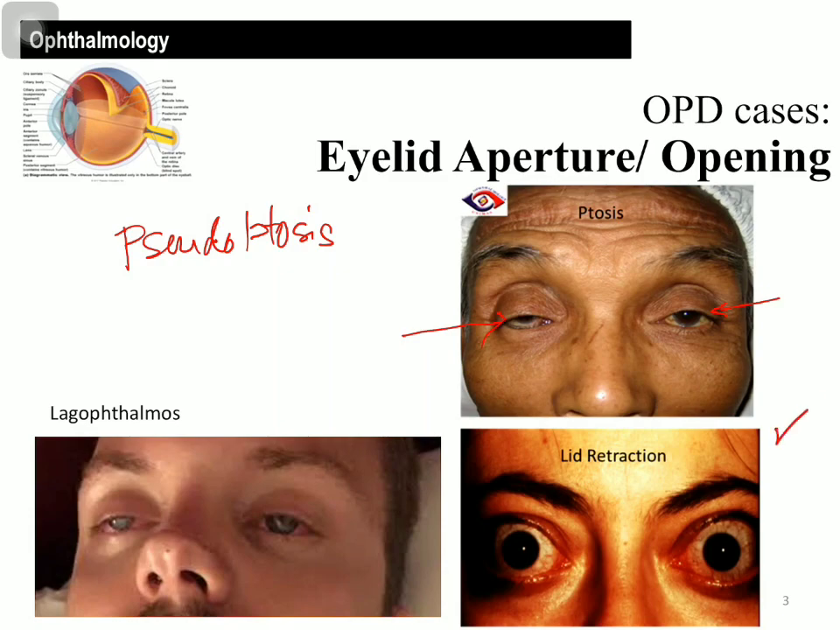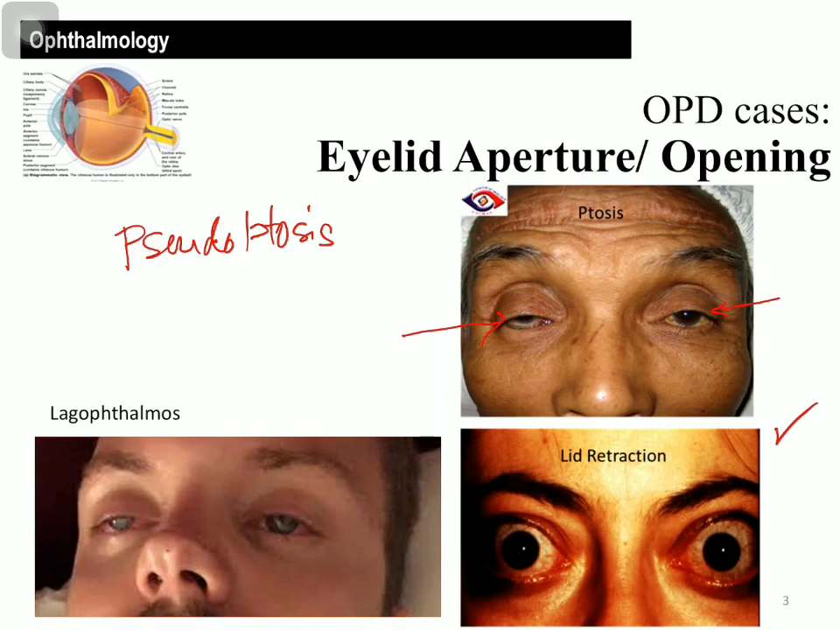Now, how about lid retraction? Lid retraction is most commonly due to thyroid eye disease. It is the most common unilateral or bilateral etiology of lid retraction. Now, what do you do if you have lid retraction? The signs and symptoms first. There's usually scleral show. There is what you call the staring appearance.